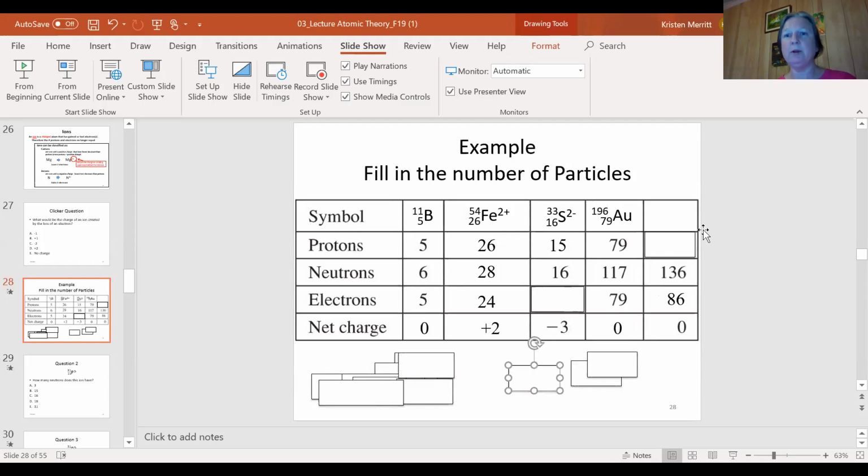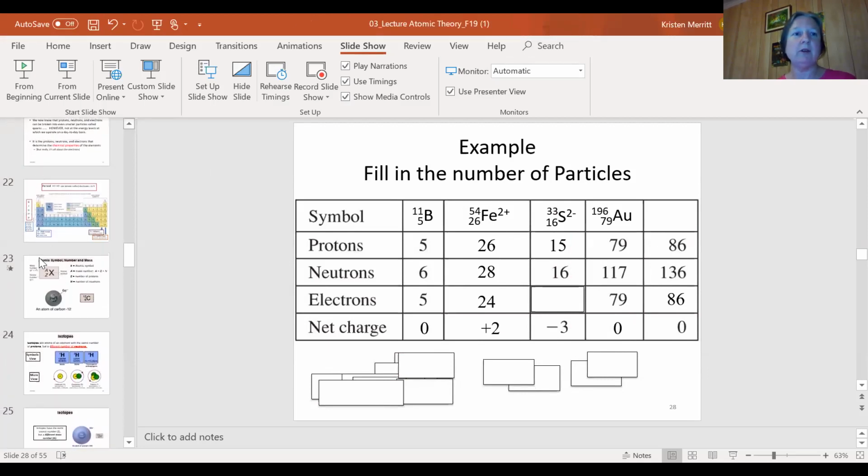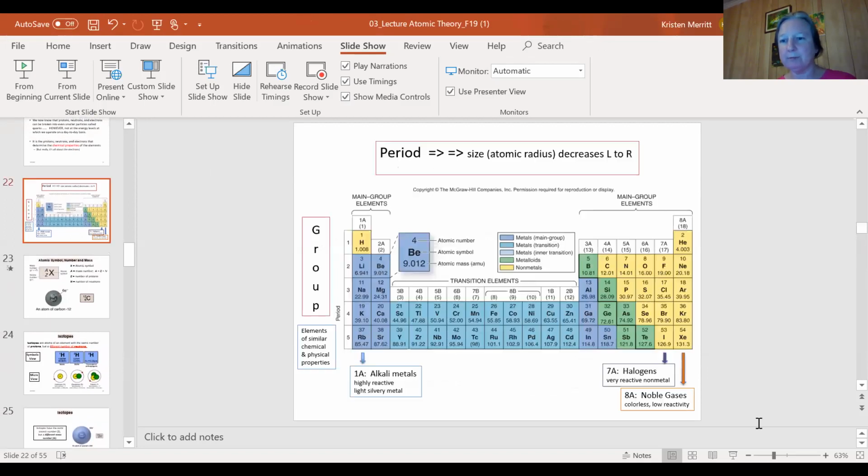So this last one, you're supposed to find out what this is. So we know it's not an ion because it has the same number of electrons as protons. So I'm going to go, it has 86 protons. So let's go to the periodic table and see what has 86 protons.